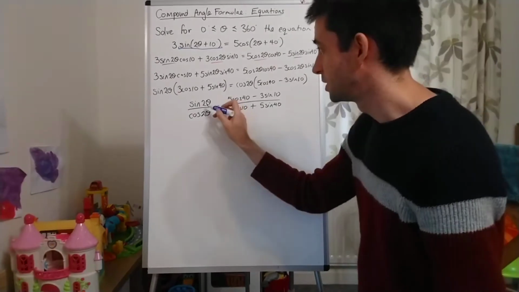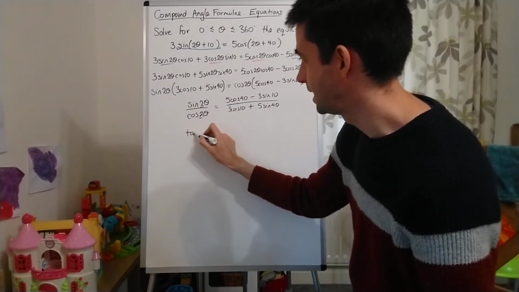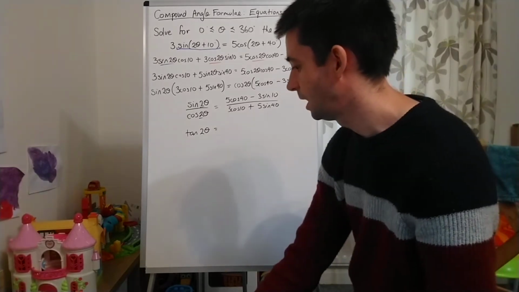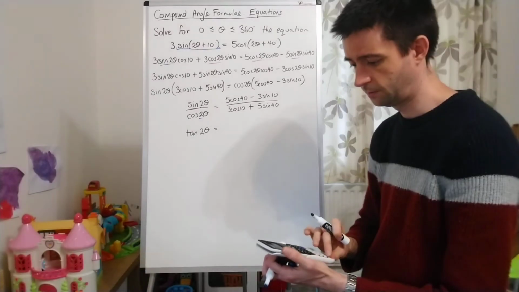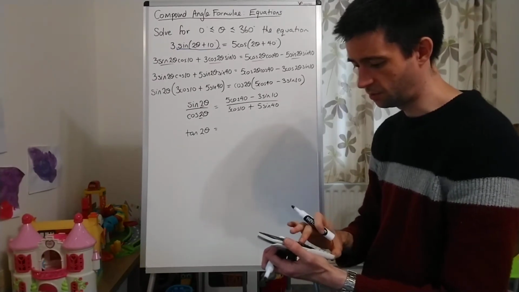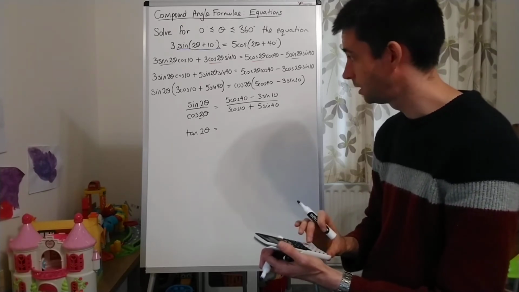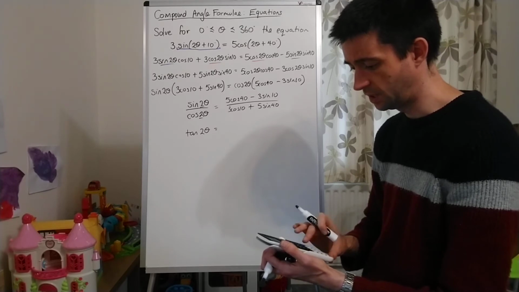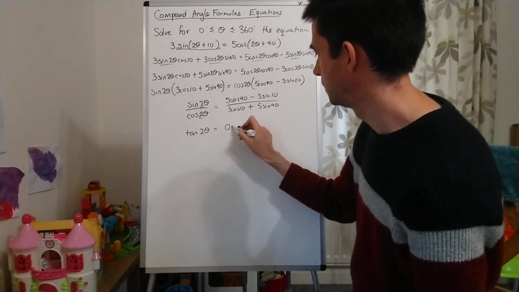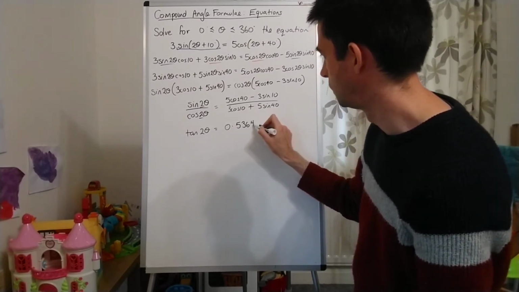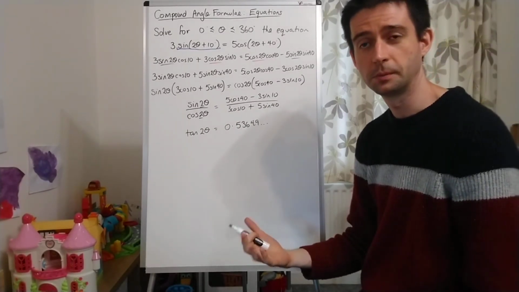Now crucially, because I've got sine 2 theta over cos 2 theta, when I use my identity I get tan 2 theta, and I'm going to work out this number here specifically. So I've got 5 cos 40 minus 3 sine 10, all over 3 cos 10 plus 5 sine 40, and that equals 0.53649. I'm going to be using that entire number in my subsequent solve.